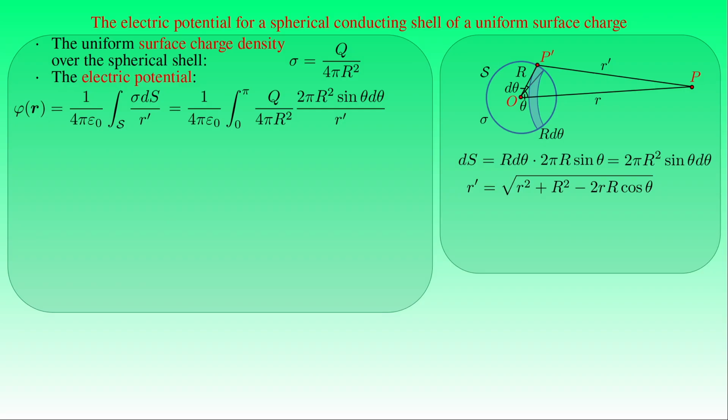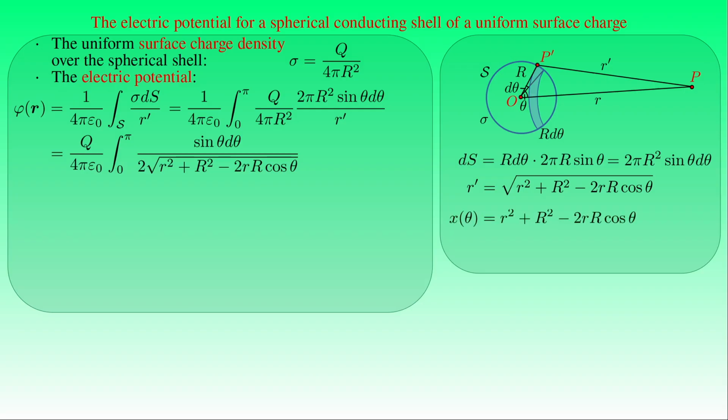Then the potential can be written as Q over 4 pi times epsilon naught, times the integral of sine theta over 2 times the square root of r squared plus capital R squared, minus 2 times r times capital R times cosine theta, with respect to theta from 0 to pi. If we introduce the variable x defined by r squared plus capital R squared, minus 2 times r times capital R times cosine theta, then we can write the differential of x as 2 times r times capital R times sine theta, times d theta.